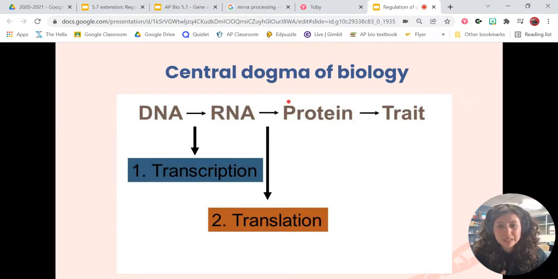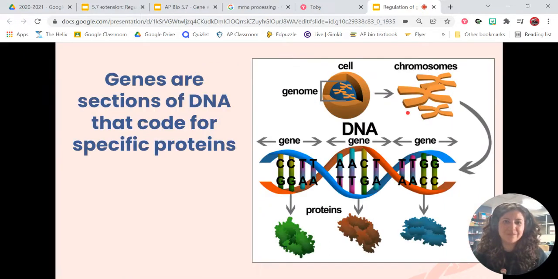And the reason why proteins are so important is because the proteins that a cell has are going to determine the traits of that cell. In other words, its physical appearance, its structure, its function, all that good stuff, right? So we should know by now that genes are sections of DNA that code for specific proteins.